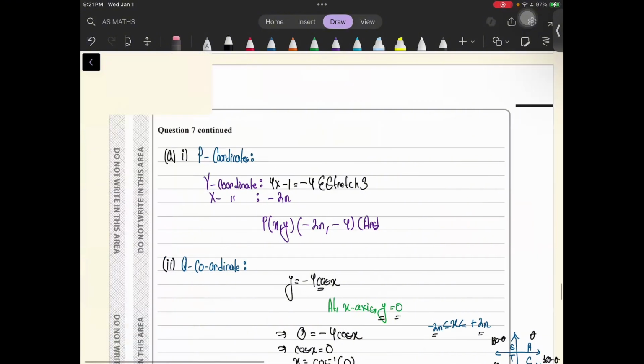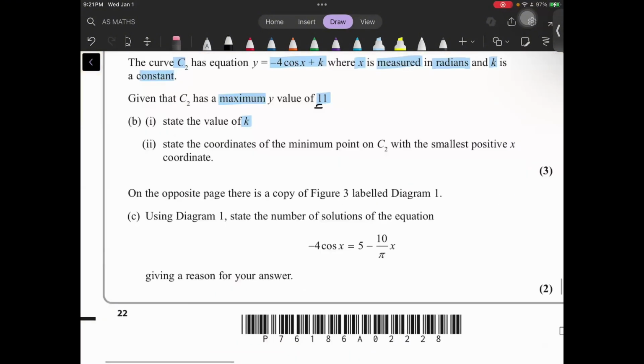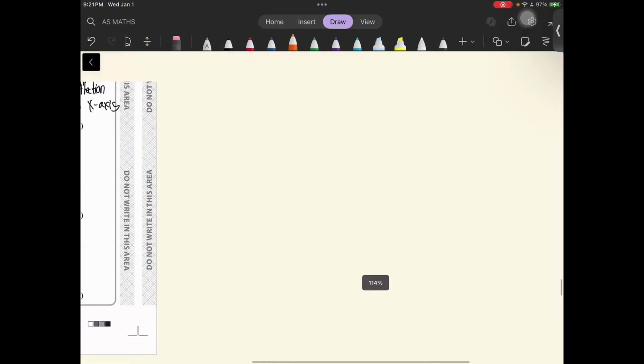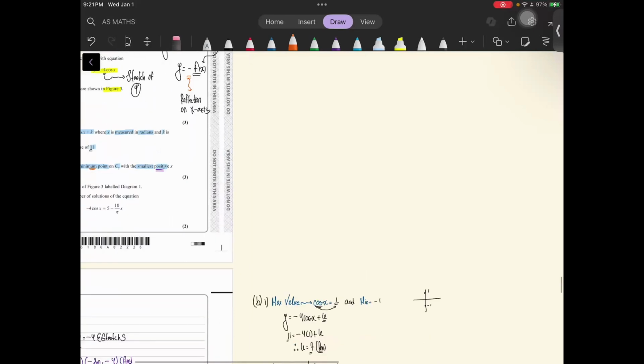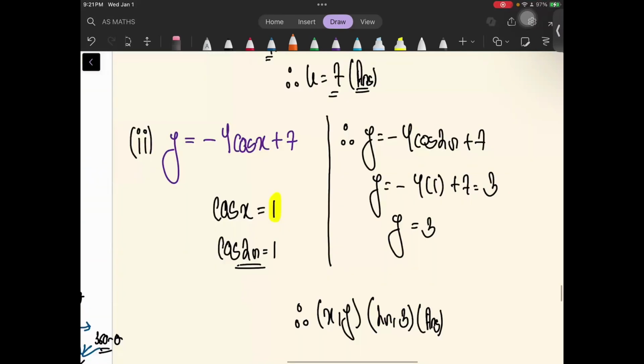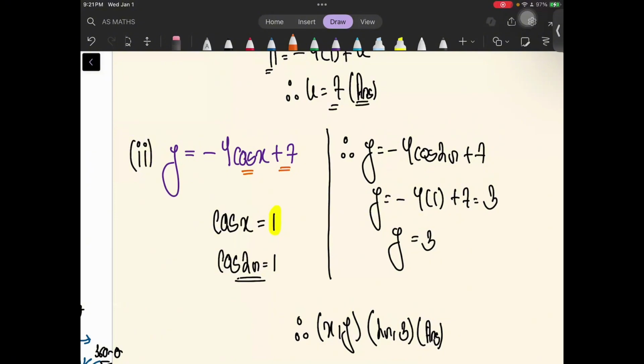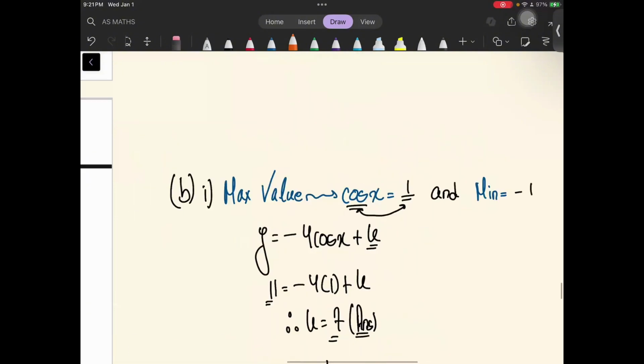Then it said to state the coordinates of the minimum points of C2 with the smallest positive x coordinate. This is going to play an important role. So basically y equals 4 minus 4 cos x plus 7 is the equation of the C2 graph. Now, they set up a minimum point, and the minimum point is going to be positive.